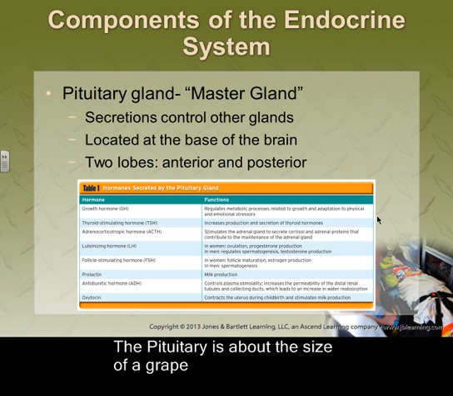Then your pituitary gland, it's often called your master gland. The reason why it's called your master gland is because it pretty much controls the other glands. It has to secrete a hormone to tell the other hormones to secrete. It's located at the base of the brain, and it's about the size of a grape.